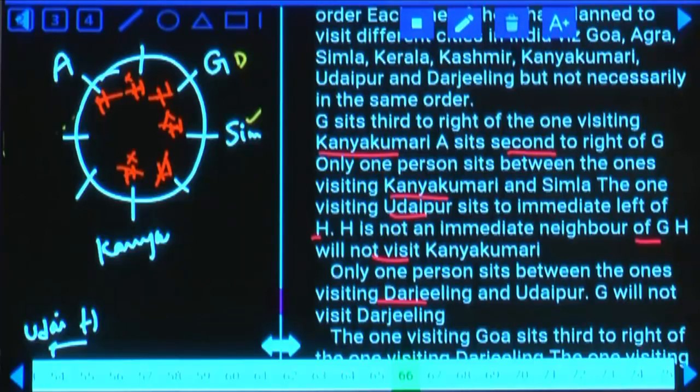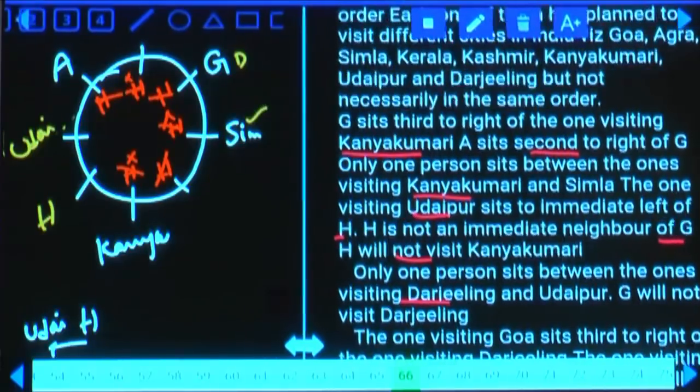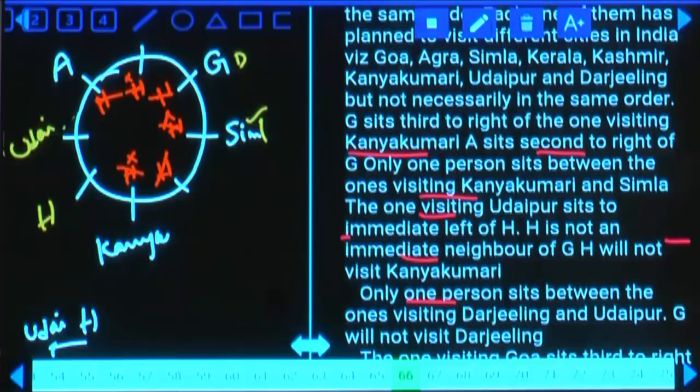Now H at this place. If H is here, then Udaipur is here. If Udaipur is here, Simla at this place is fixed now. And H and Udaipur are fixed here. Then between Udaipur and Darjeeling there must be exactly one person, and the one who is visiting Darjeeling must be at this place. Done with this? And because G is not Darjeeling.